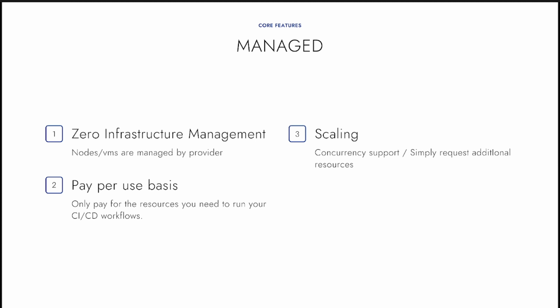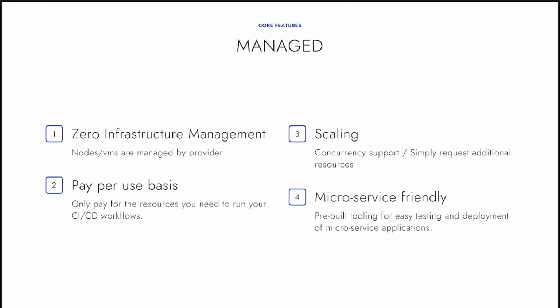Next is scaling. Most managed CI/CD platforms support concurrency and easy scaling. So for example, if your build runs in a single VM and takes a lot of time, you can easily provision more resources or scale that out into multiple nodes or VMs. And finally, most managed CI/CD platforms are microservice friendly. Most of them support Docker. For example, if you're running a containerized setup, you can easily use images from Docker Hub or your custom built images in your CI/CD workflows.